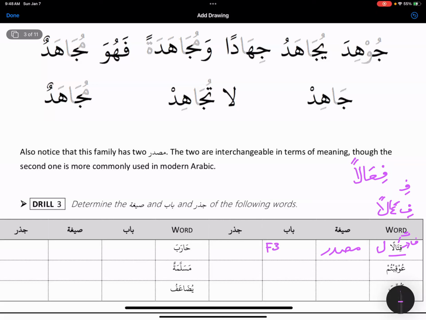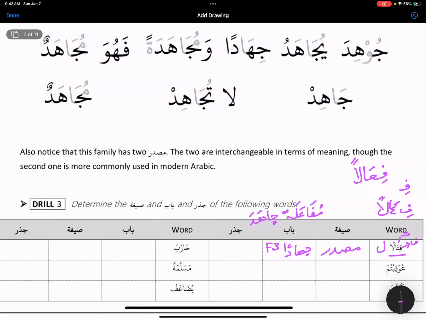You can say bab mufa'ala, jihadan, mufa'alatan. You can say bab jihadan. You can say bab mufa'ala. Mufa'alatun, right? Or tan. Or what else can we call it? Bab jahada, simple. This is basically the 1, 2, 3, 4 ways we can figure out the bab.